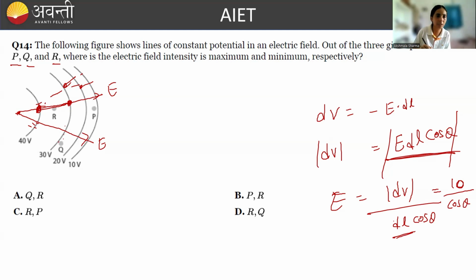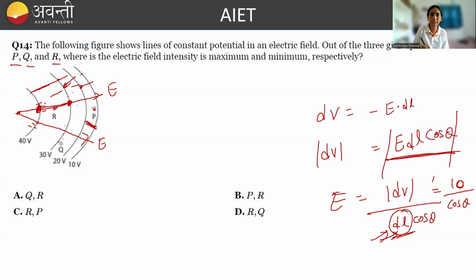So where is dl maximum? dl is maximum in this case, and R is lying in between these two equipotential surfaces. It means for point R, the electric field will be what? Minimum. Here this dl is maximum, right? So if this is maximum, the electric field is going to be minimum. Now, if you talk about where it is maximum, you can see here at point P, this separation is the minimum. So if this separation is minimum, then the electric field will be maximum.